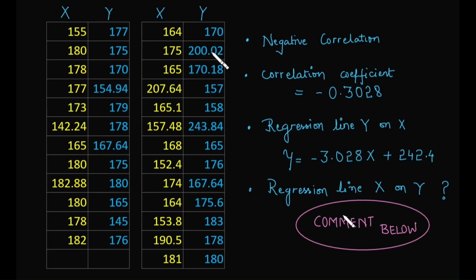For practice, you can consider this data and after that calculate the correlation between x and y, and then find the regression line y on x as well as x on y. When you calculate these parameters, you will get a correlation coefficient of -0.3028. It indicates a negative correlation between these two variables, and the regression line y on x is equal to this one. Now for the regression line x on y, comment below.